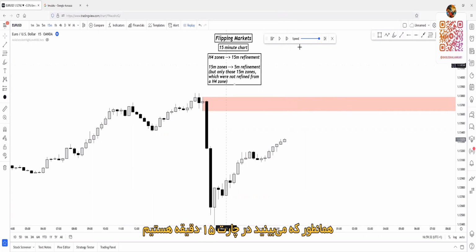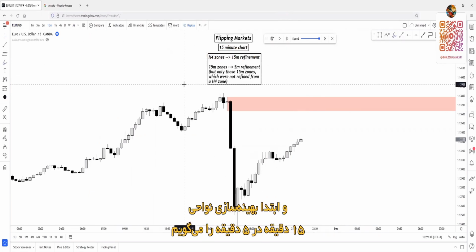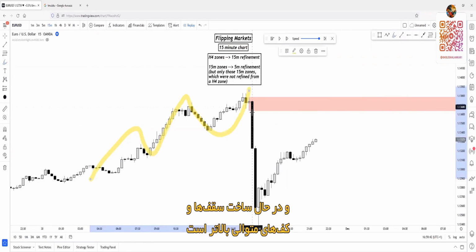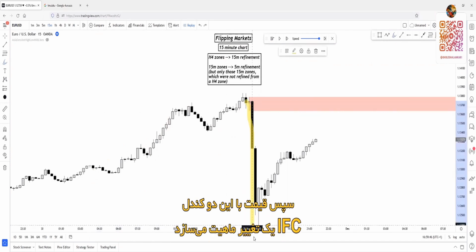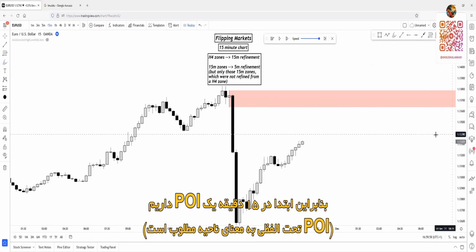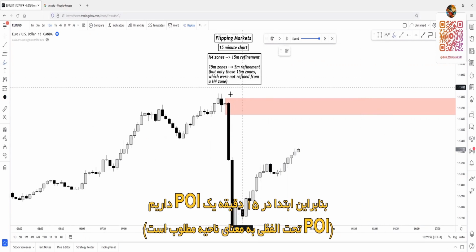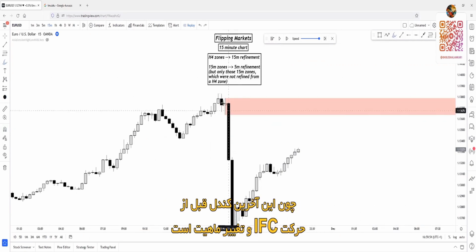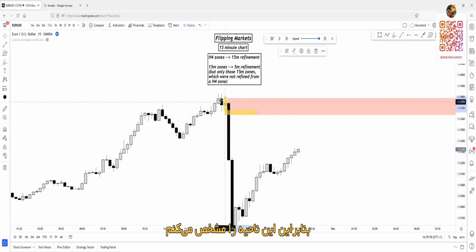Okay, as you can see, currently we are on the 15-minute chart, and I will show the 15-minute to the 5-minute refinement first. Price was moving in an uptrend here, creating a series of higher highs and higher lows. After this, price changed character to the downside with these two inefficient candles. So we have the first POI on the 15-minute, this one, because this is the less recent candle before the inefficient push and the change of character. So I mark this zone out.